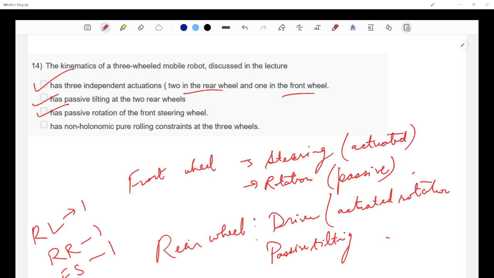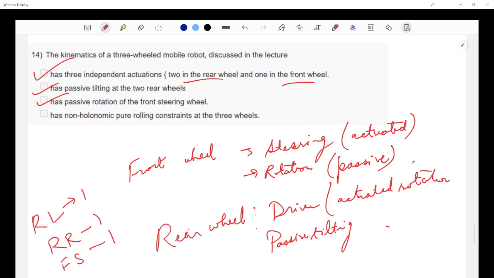Okay. And the fourth option is it has non-holonomic pure rolling constraints at all the three wheels. Each wheel enforces no lateral velocity, so three wheels imply three non-holonomic constraints. So this is also true. So the system has actuated degrees of freedom, it has passive degrees of freedom, and it also has non-holonomic constraints. That is why modeling is complex. So if you see a three-wheeled robot or a tricycle, you can understand that it is three actuators, two drive and one steer, and then passive wheel rotations are there and non-holonomic constraints are there. The robot is driven by three actuators, but its motion is heavily restricted by the rolling constraints.